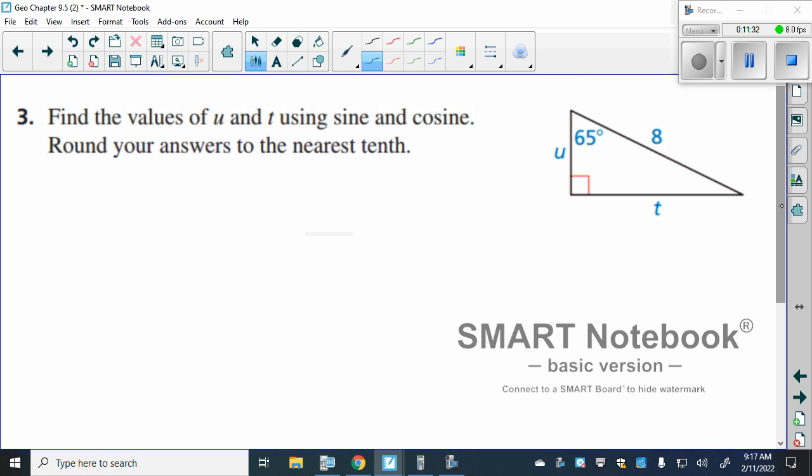Let's look at the next one. So we're wanting to find the values of u and t. Now if I wanted to find the value of u first, would we use sine or cosine? So why would we say cosine? Yes. It is adjacent to 65. So we would have u over 8.